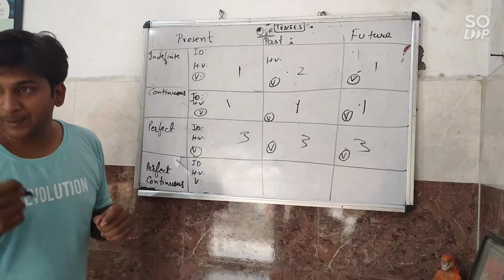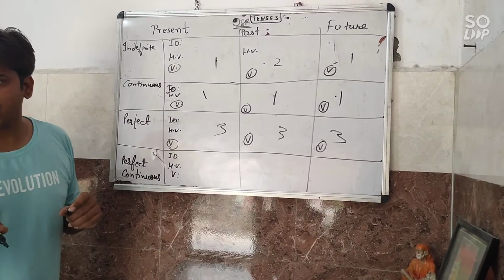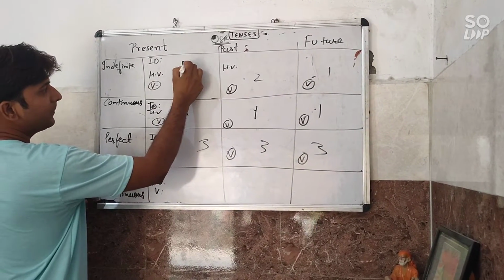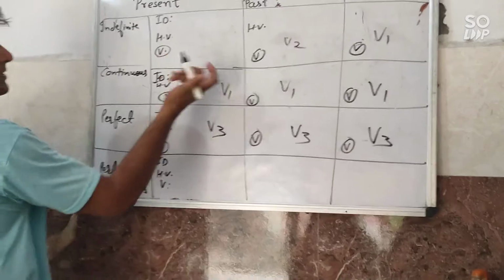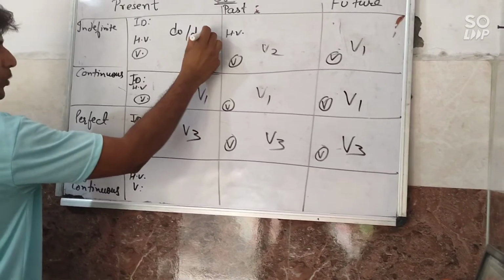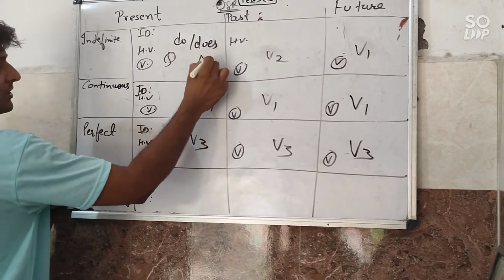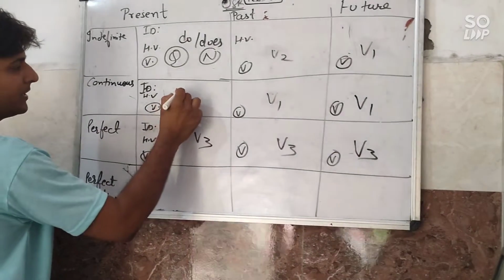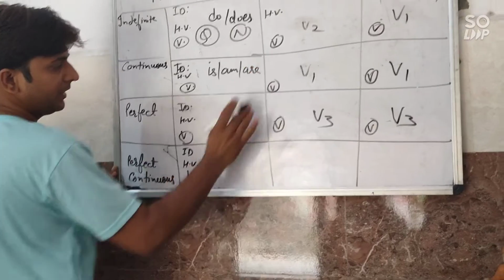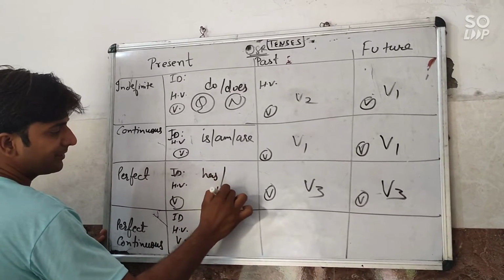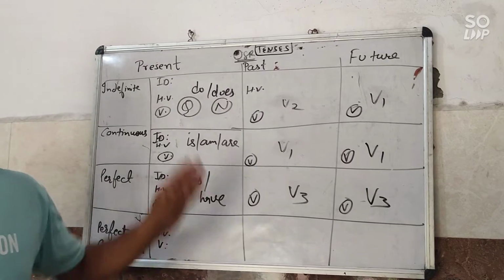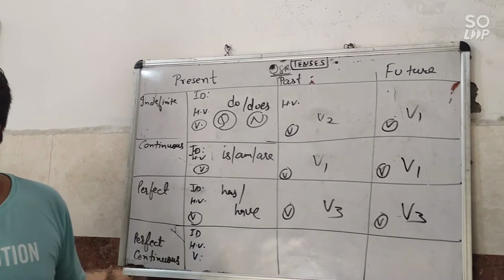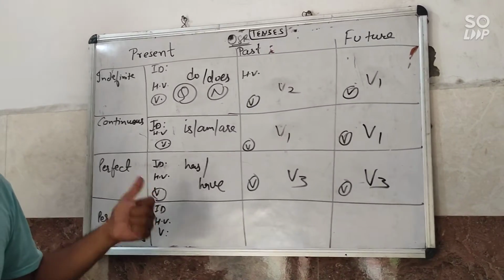Now we will learn helping verbs. In this lesson, what is the helping verb? You learn do, does. Here you have helping verb do and does, but it is only for questions and negatives. Is it clear? Yes, sir. Now here what is the helping verb? Is, am, are. Here what is the helping verb? Has and have. Now learn with me. Do, does. Is, am, are. Has, have.